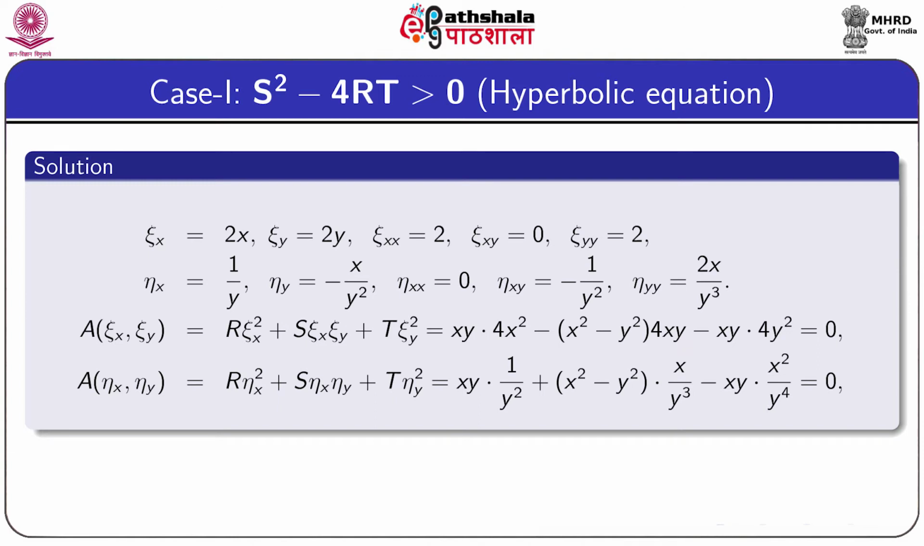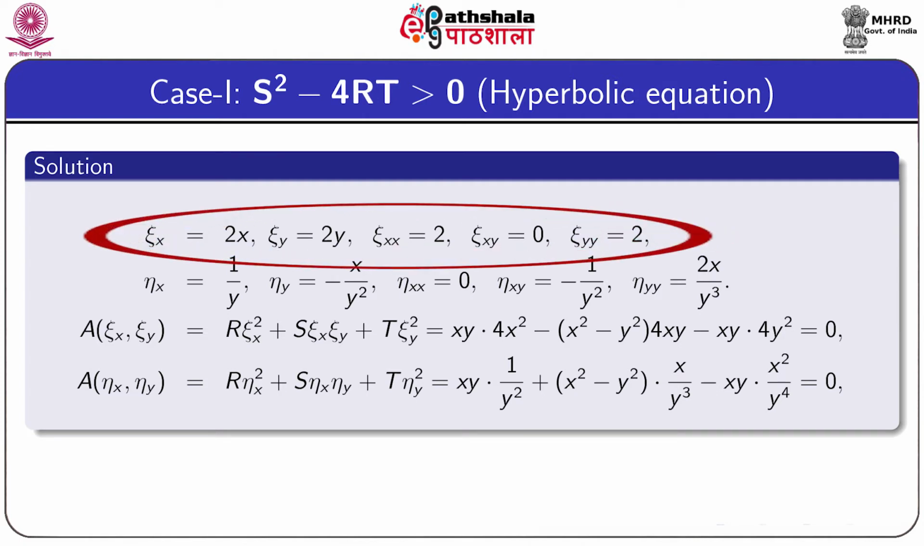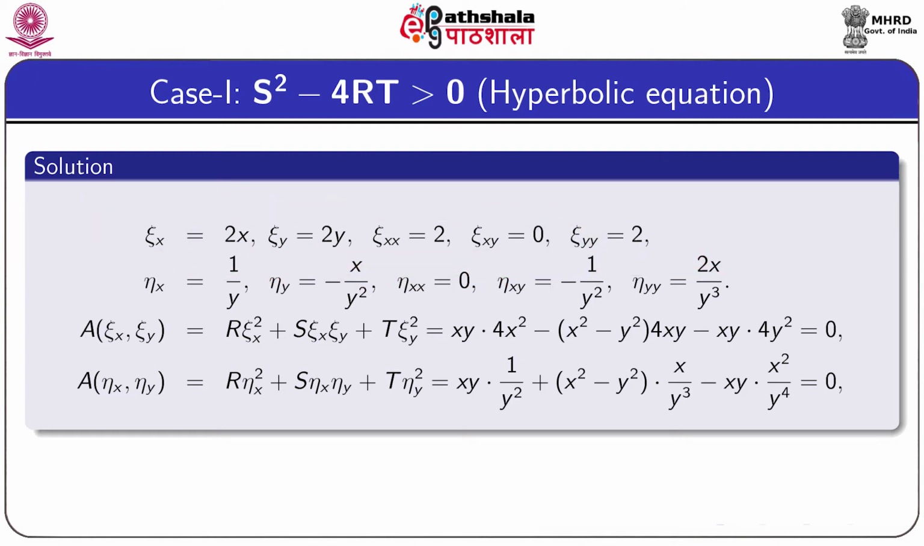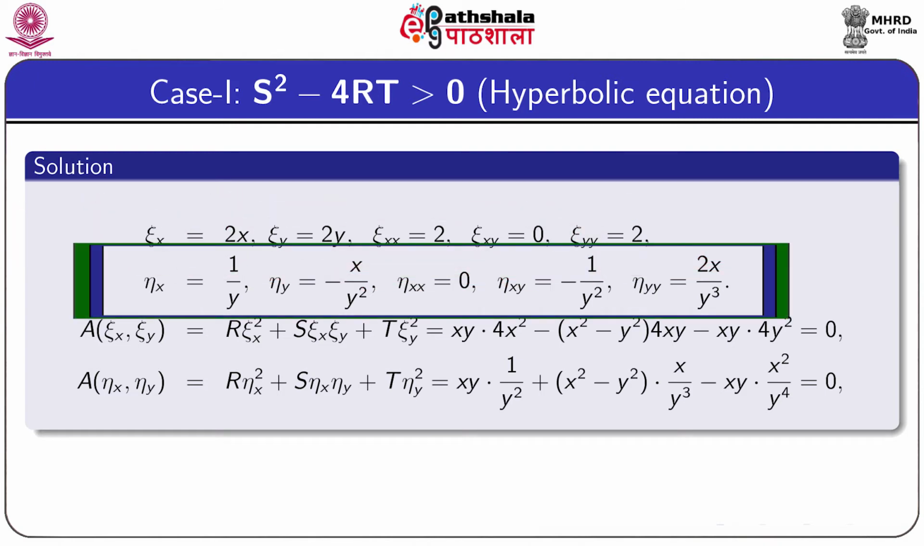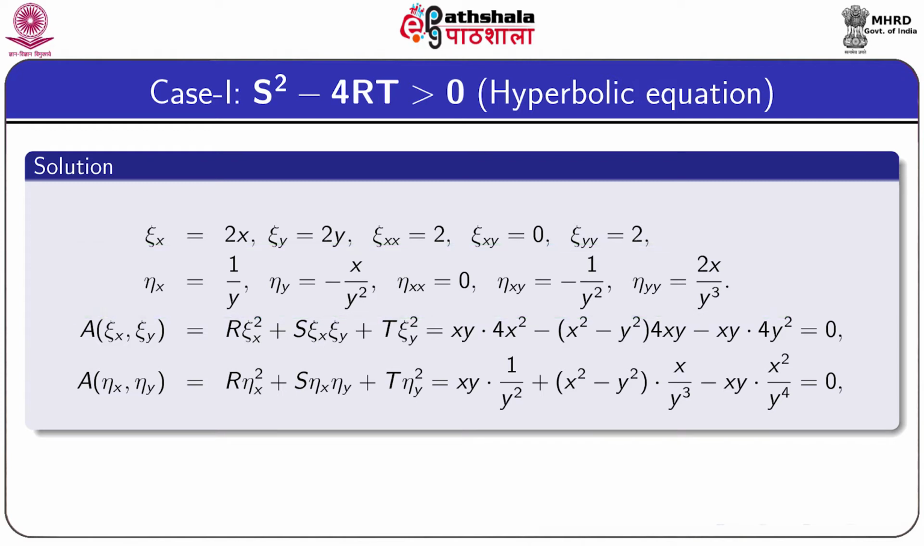So, taking that transformation, we compute this quantity which is shown here: xi x, xi y, xi xx, xi xy, xi yy, eta x, eta y, eta xx, eta xy, eta yy. Now, substituting these values, we can compute the value of a xi x, xi y, and its value is 0. And similarly, we can prove that a of eta x, eta y is also 0, and the calculation is shown in the slide.